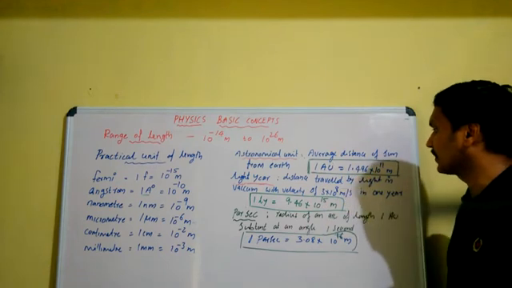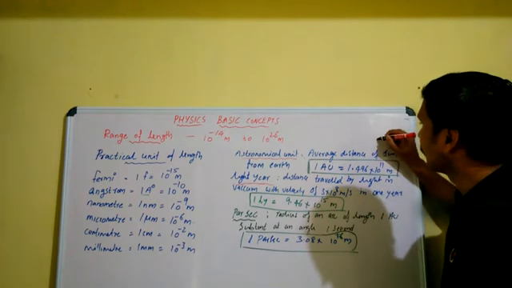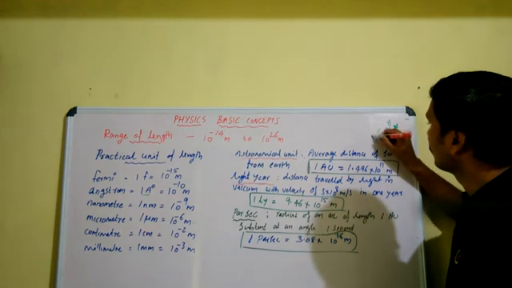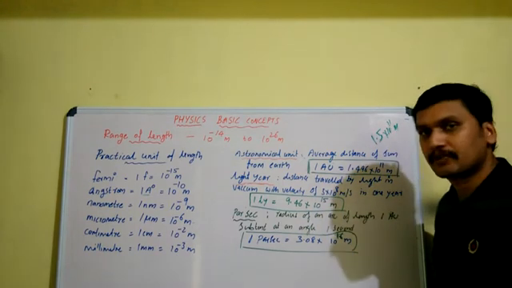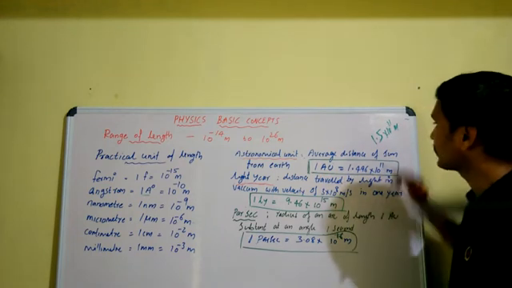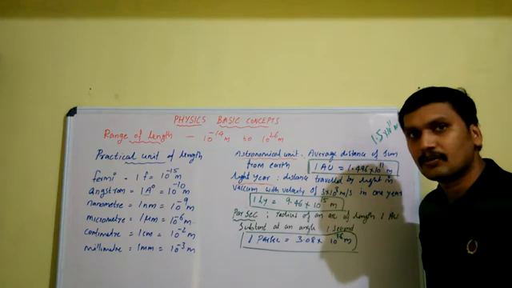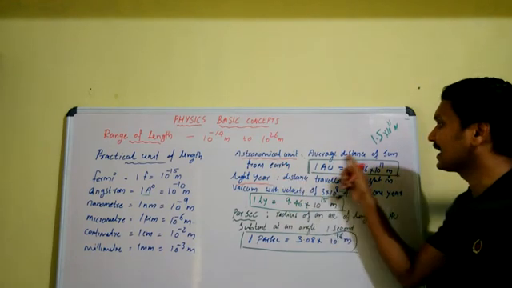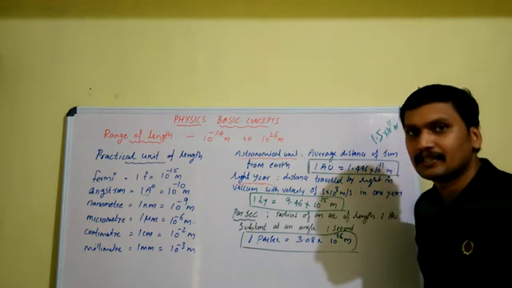1.496 into 10 raised to 11 meter. If you want, you can approximately write it as 1.5 into 10 raised to 11 meter. Approximately, one astronomical unit can be memorized like this: 1.5 into 10 raised to 11 meter. What is one astronomical unit? One astronomical unit is the average distance of the sun from earth.